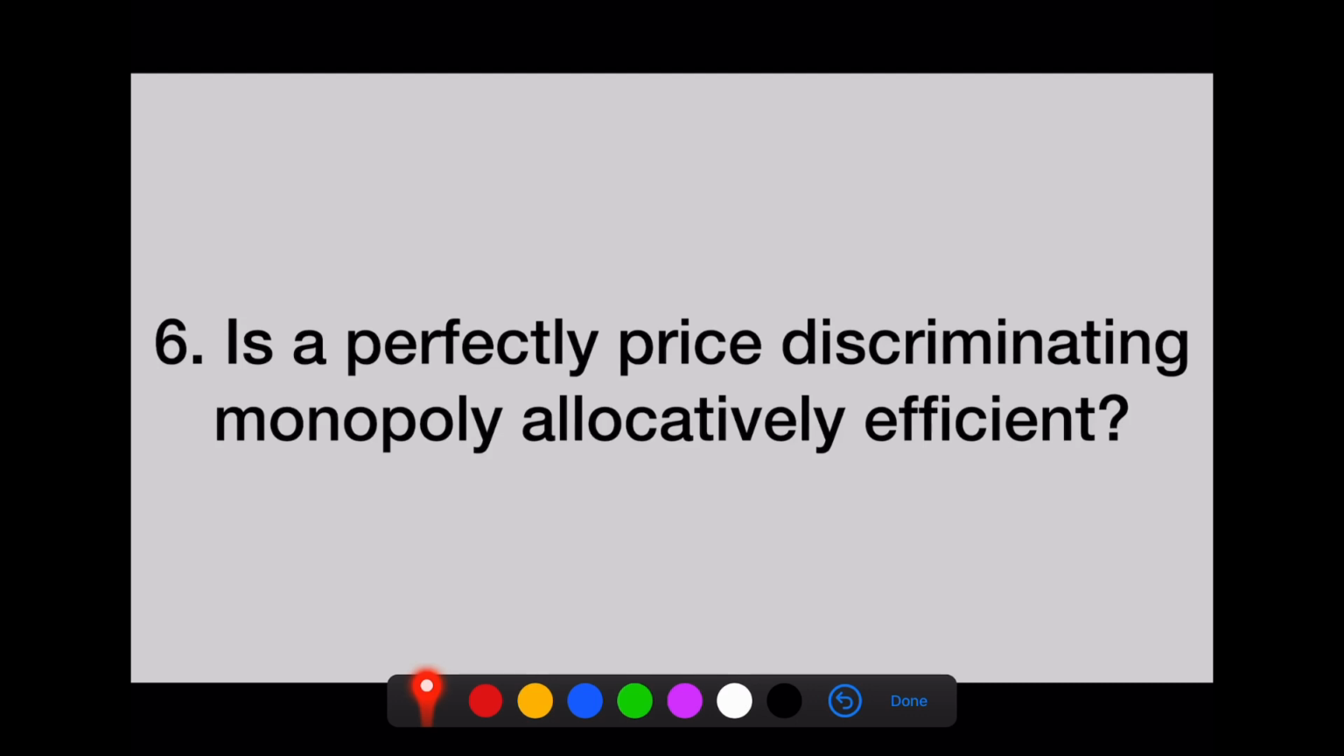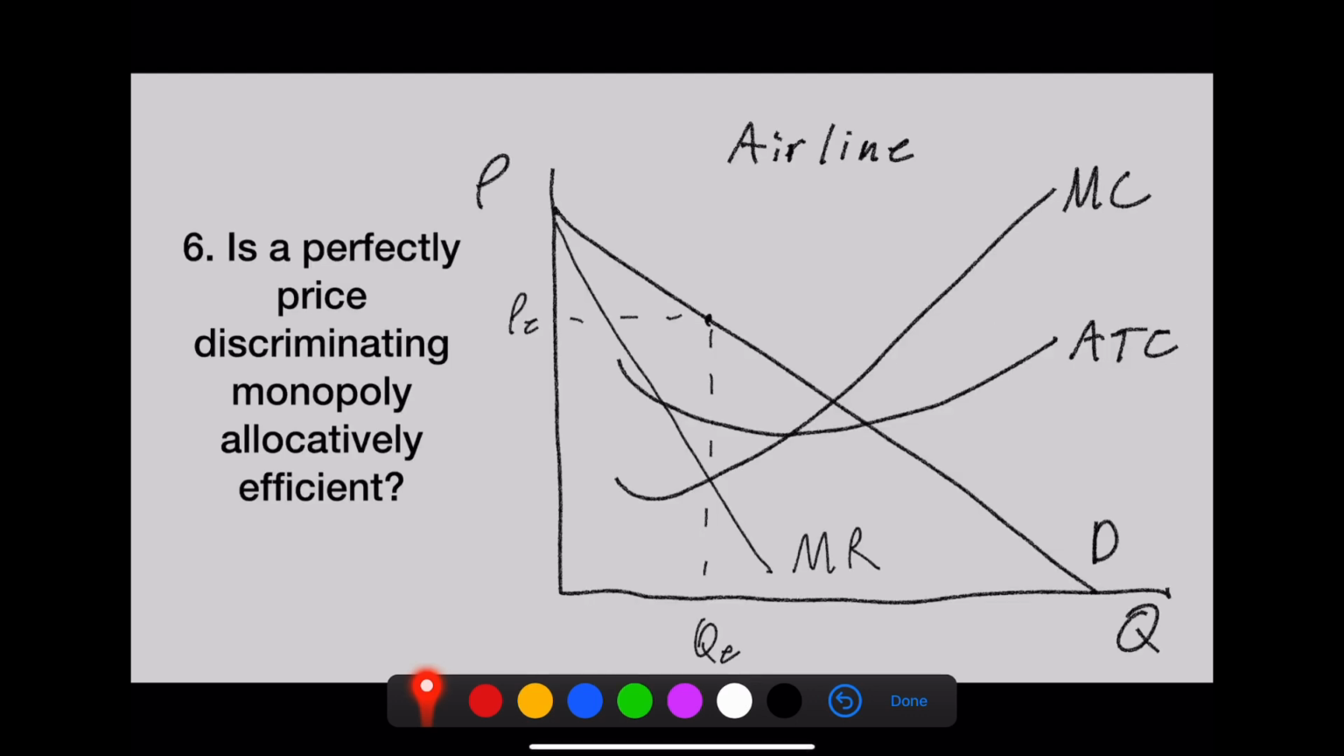Okay, let's try it. So first I graphed a normal monopoly. This is not a perfectly priced discriminator yet. I want to show you that they are not allocatively efficient for a normal monopoly. So they are producing where MR equals MC and then going up until they hit the demand curve because MR and demand are different curves. So here is their price. And notice, this is not where marginal cost is at. Marginal cost is way down here. So a regular monopoly is not allocatively efficient, but something's different for a perfect price discriminator.